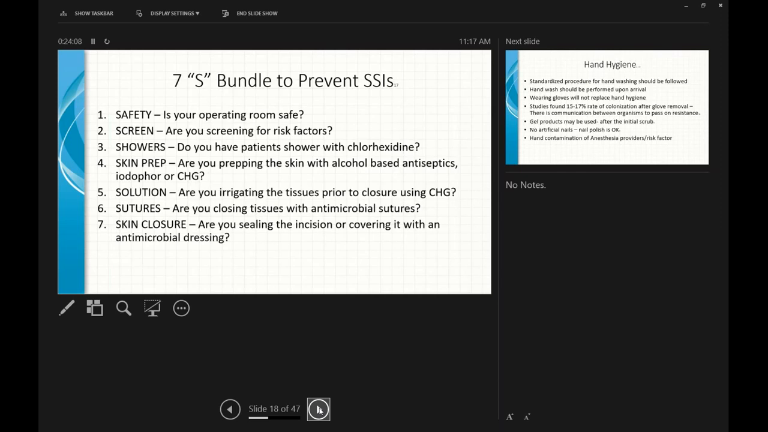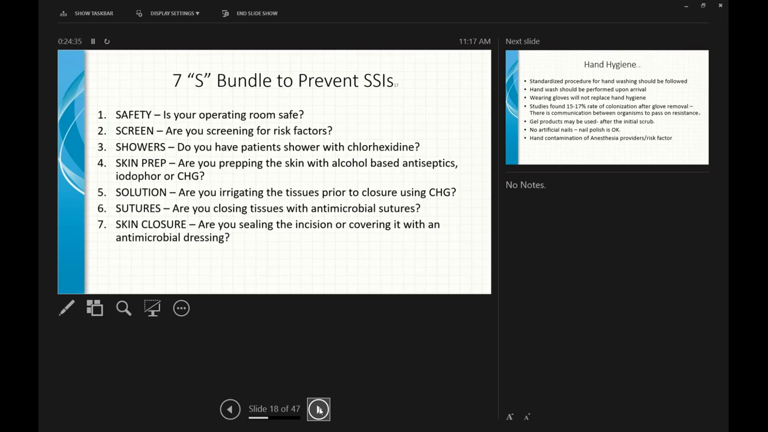The second S is screen. Are you screening your patients for those risk factors? Not every physician will. I know when I was practicing at a small three operating room hospital, Seattle General, that was absorbed by a big hospital a long time ago.